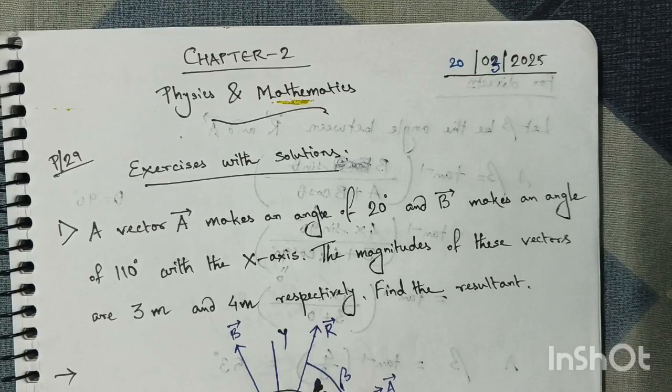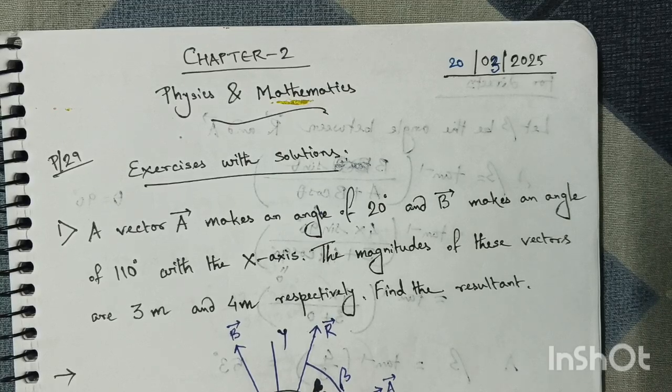Hello friends, today we will talk about chapter 2 of A.C. Verma's book Concepts of Physics 1. It mainly deals with physics and mathematics, and mostly comprises the topic of vectors. So let's start with the exercises and their solutions.